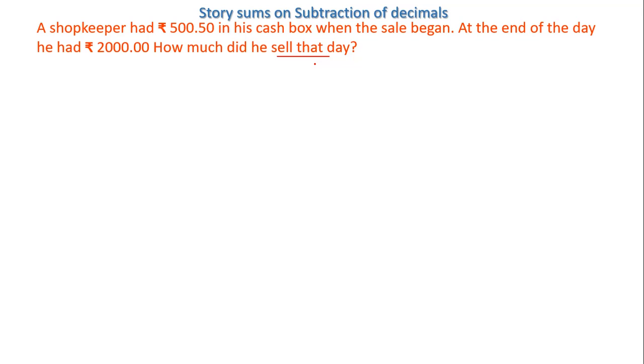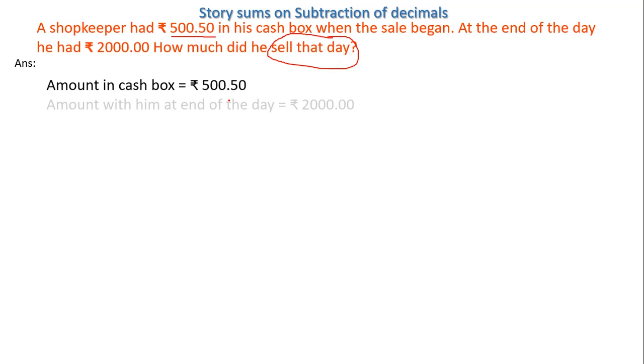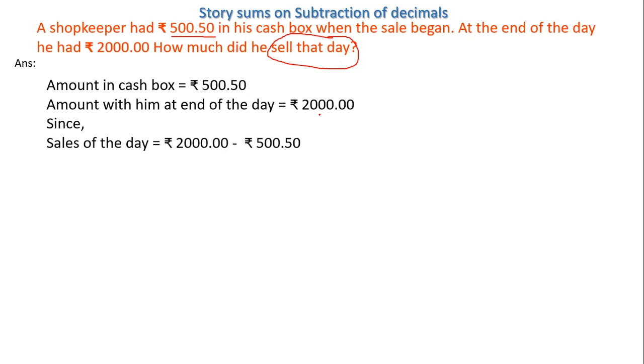We have to find, which means the amount in the beginning was 500.50. After that it became 2000. To find the sale on that day, we have to subtract this 500.50 from 2000 rupees. So first I will write the statement. Amount in cash box is equal to rupees 500.50. Amount with him at end of the day is equal to rupees 2000. So sales of the day is equal to rupees 2000 minus rupees 500.50. I will write these two decimal numbers column wise.